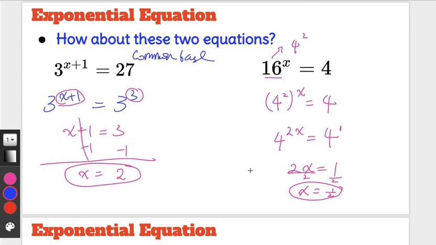And soon we are going to discover a new method to solve exponential equations. That's a more universal way.